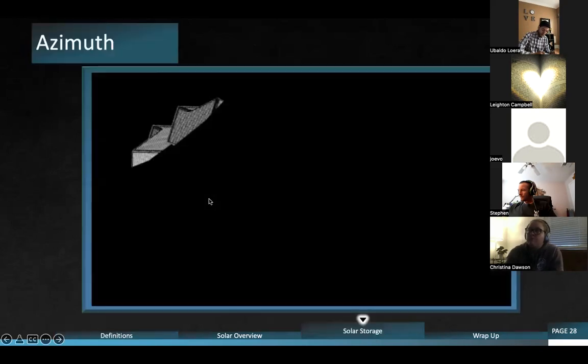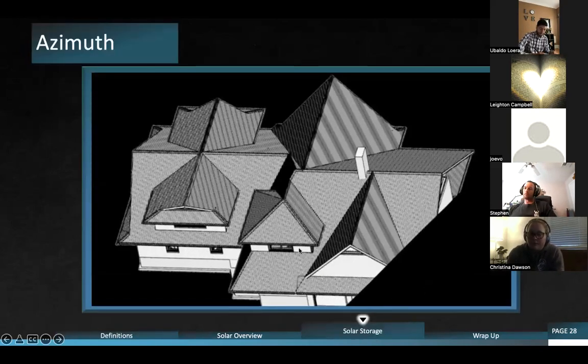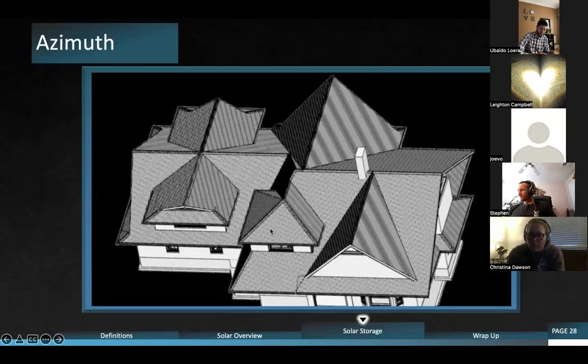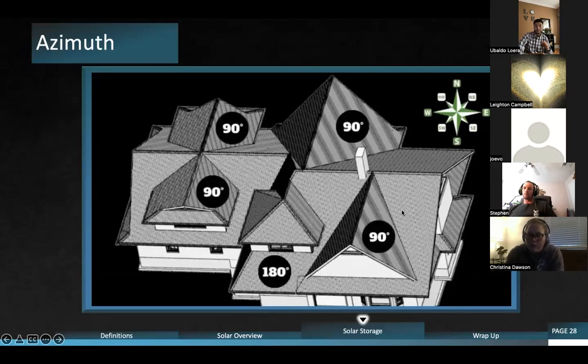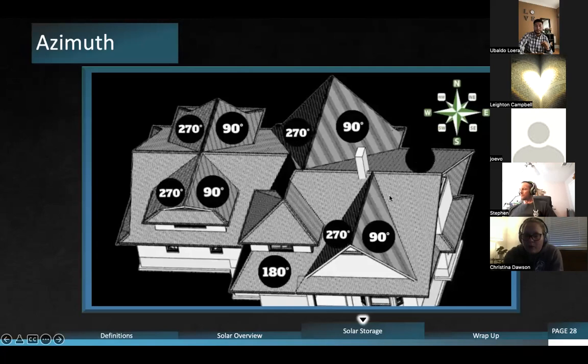So let's do something like this. If we have this roof, we're going to have a bunch of different azimuths. So this is north, south, east, west, northeast, southeast, right? So this roof slopes down this way, so the panels will be facing this way. So that's 180. This would be 90 because it's facing east. This is facing east, it's 90. These are facing west, it's 270. You guys starting to see the picture here? This is kind of what it looks like for you when you're looking at a roof.